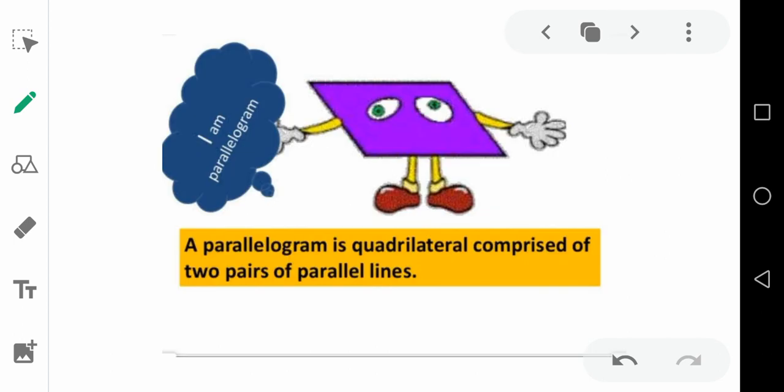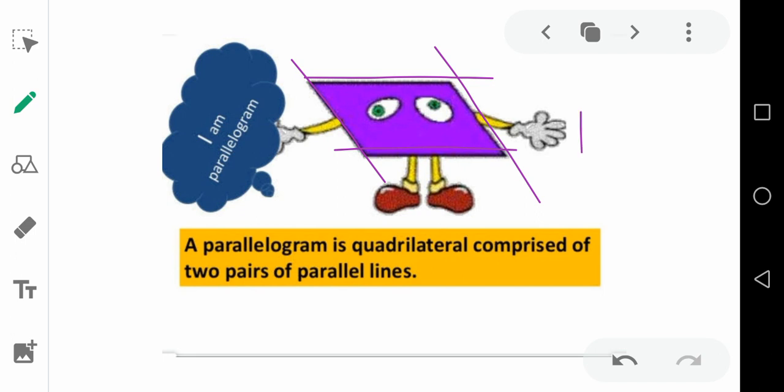Okay. Now, there are different types of quadrilaterals. The first one we are talking about is the parallelogram. A parallelogram is a quadrilateral consisting of 2 pairs of parallel lines. That means you know what parallel lines are, right? So here these 2 lines are parallel. Same way, this is one pair. Second pair is here. These 2 lines are parallel. So a parallelogram is a quadrilateral consisting of 2 pairs of parallel lines.